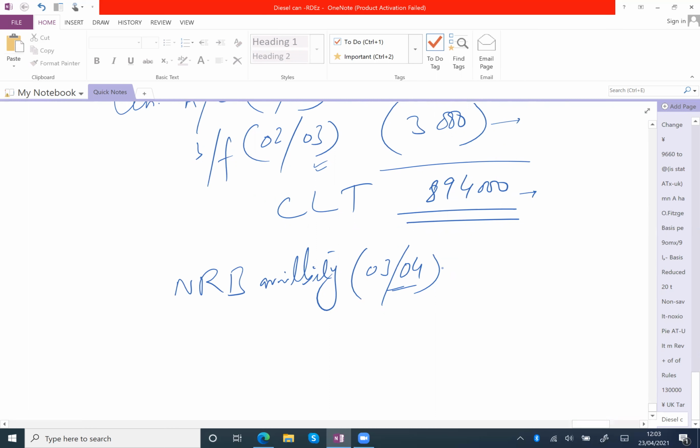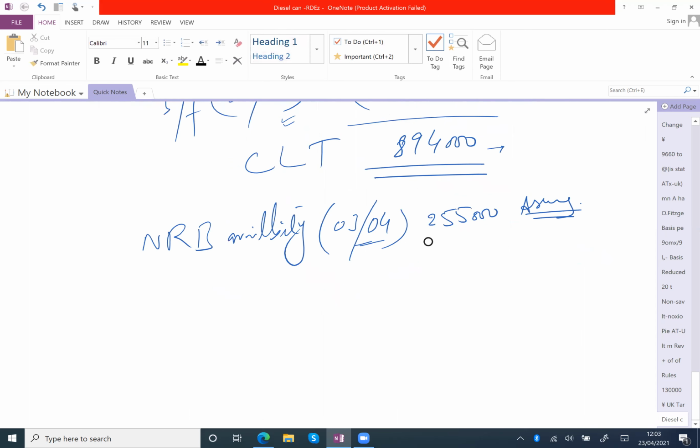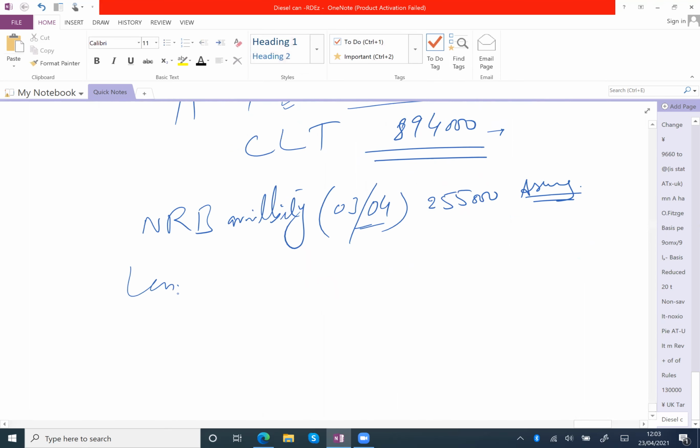I am assuming, for example, the nil rate band is 255,000. I am assuming only, but you have to see it from your tax rate sheet. And if 0304 rates are not given in the sheet, then you have to assume 2021, this tax year, 325,000 you have to use. Okay. So less last 7 years chargeable transfer.